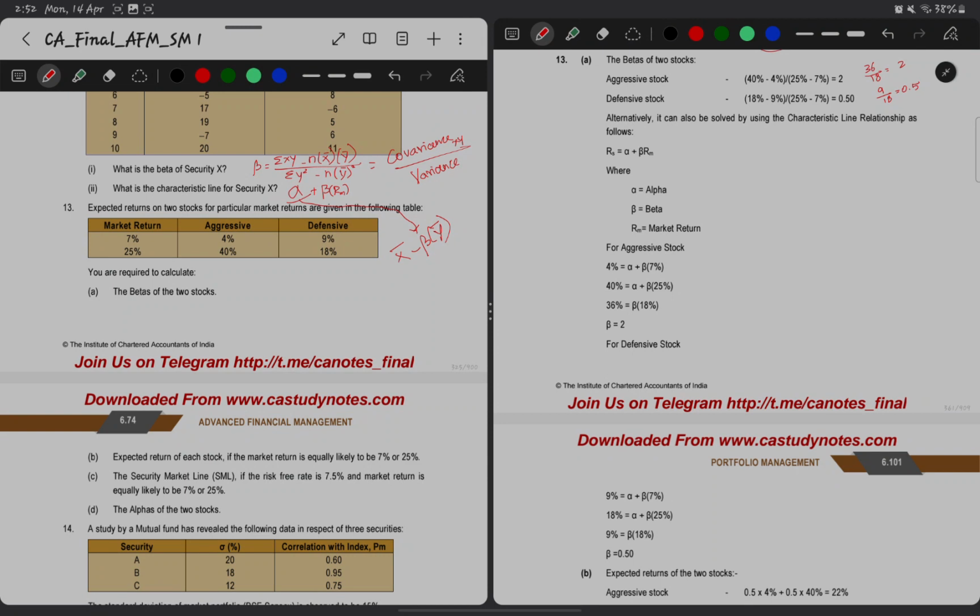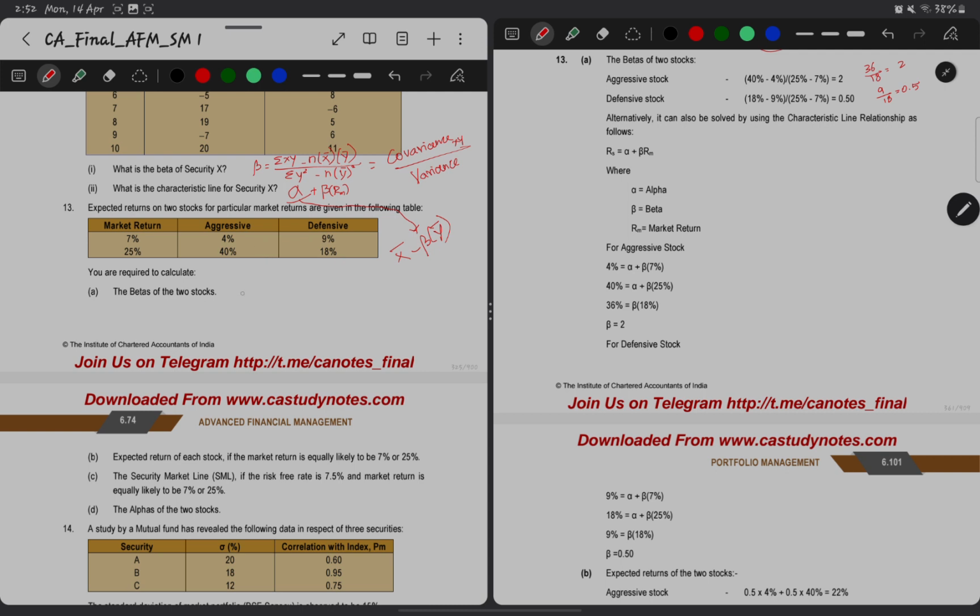Practical question 13. Expected returns on two stocks for particular market returns are given in the following table. Market return 7% and 25%, aggressive and defensive. These are the two stocks. 4% and 40%, and 9% and 18%.